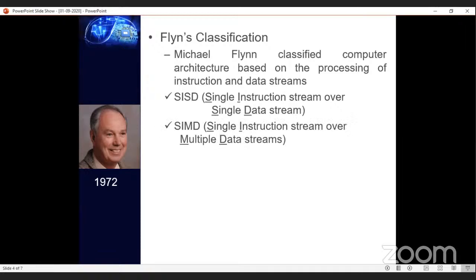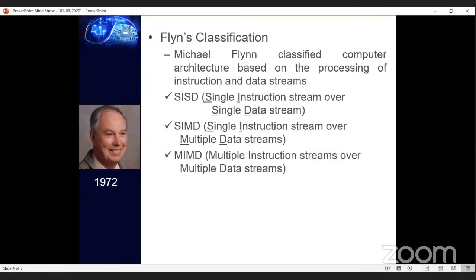The next architecture, what is that, sir? SIMD, single instruction stream over multiple data streams. So what about this architecture? Here, a single instruction is operated over different data, a collection of data. Suppose a computer is implementing SIMD, then the computer uses a single instruction to operate on multiple data. So this is what is called SIMD.